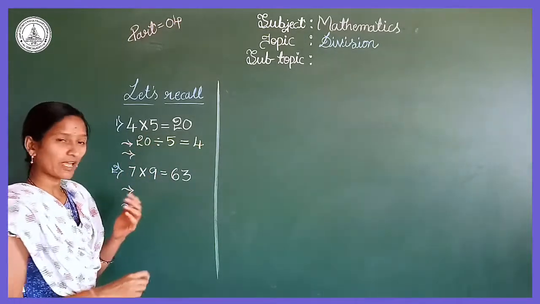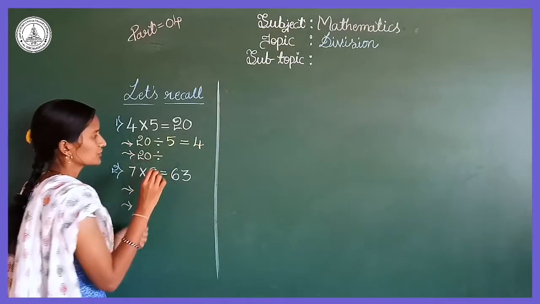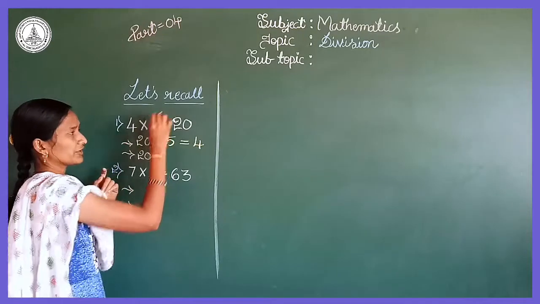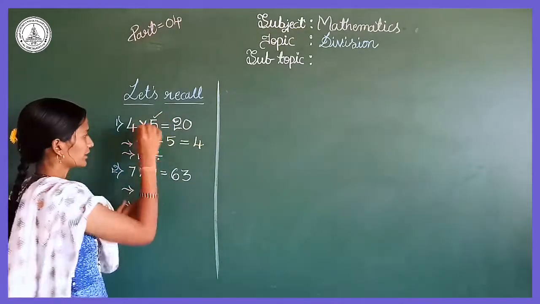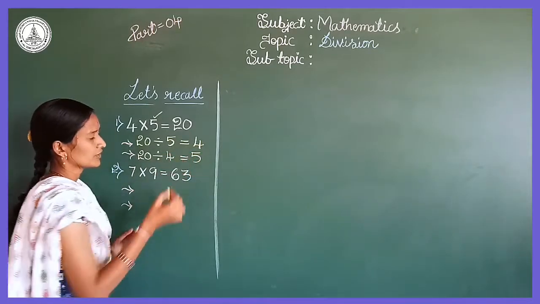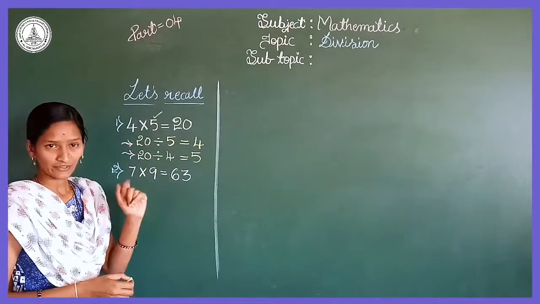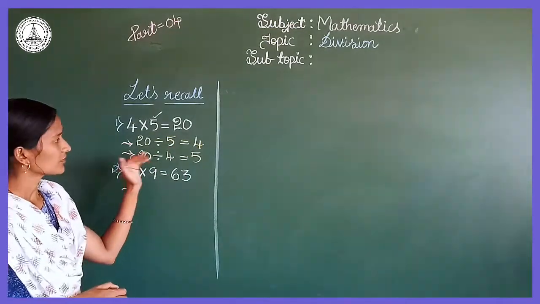So what is the next one? See here, 20 divided by... I already took 5 before, so now I am taking 4, and is equal to 5. So only these two numbers are interchanged here. So this is the first problem.